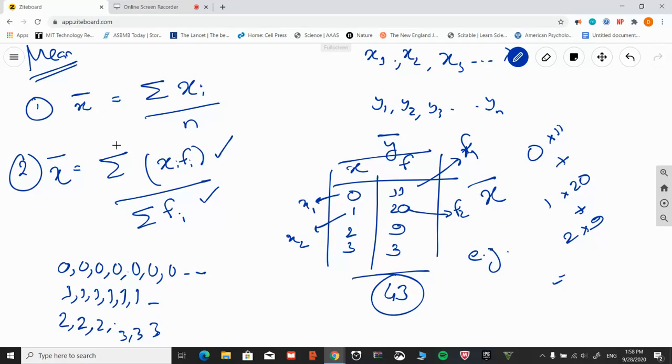Instead of adding 11 zeros, what I did is took a zero, multiplied with 11. Instead of adding the 20 ones, I multiplied the one with 20. Instead of adding the 3 threes, what I did is took a 3 and multiplied by 3, right? So this made the calculation very easy. So that is how you calculate the mean when it comes to table form or tabulated data.